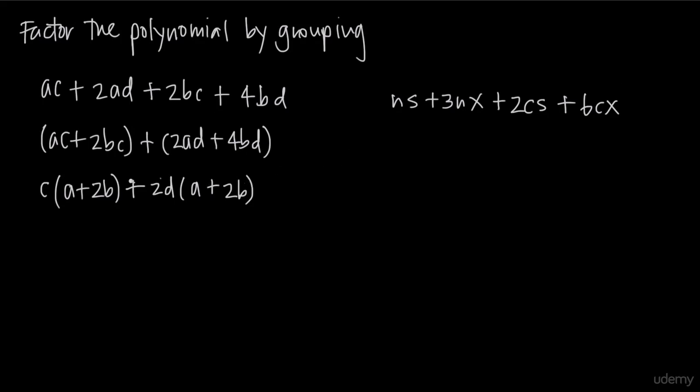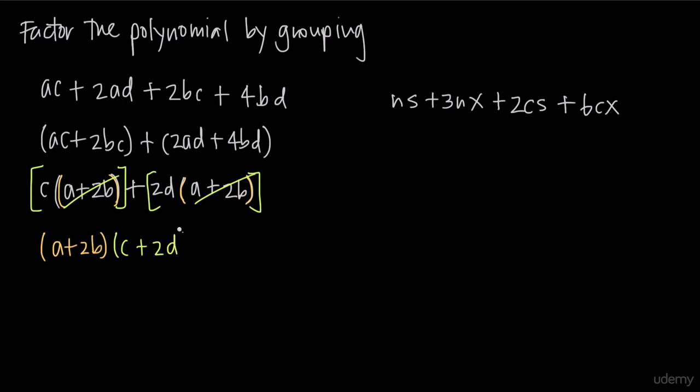Now what we need to realize is that we have this common factor of A plus 2B in both terms. What that means is that we can pull out an A plus 2B from both of these terms. And when we do that, what are we left with in this term here? Well, we removed the A plus 2B, so we're just left with the C. Then from this term, we pulled out an A plus 2B, so what are we left with? Just a 2D. So we say C plus 2D, and now we've fully factored this polynomial, and the answer is quantity A plus 2B times quantity C plus 2D.